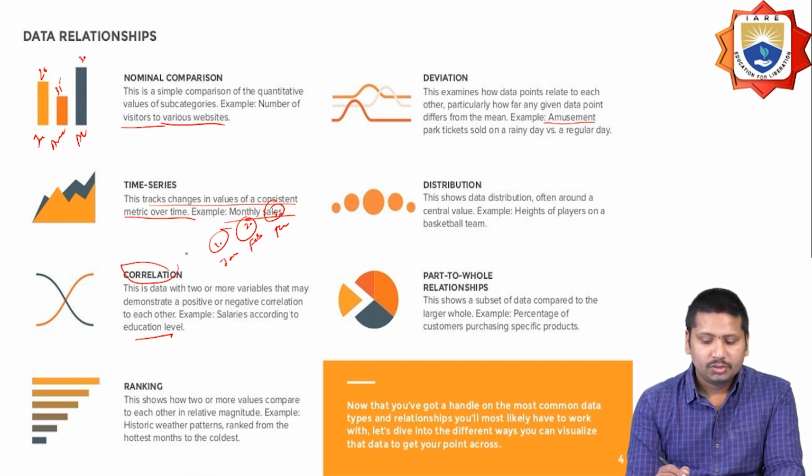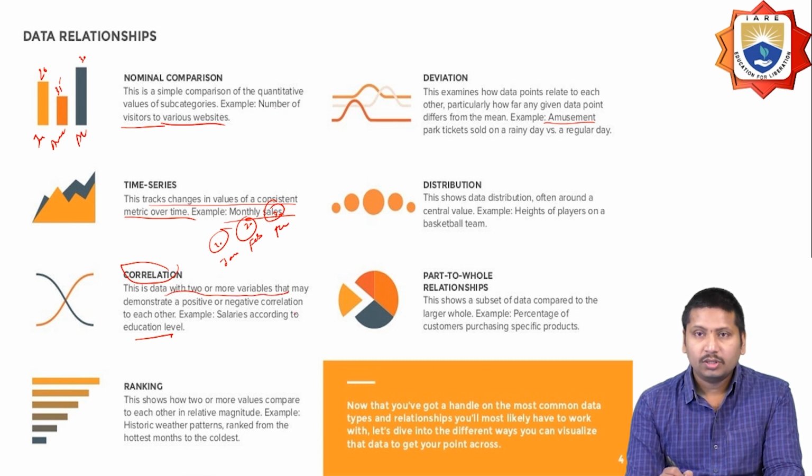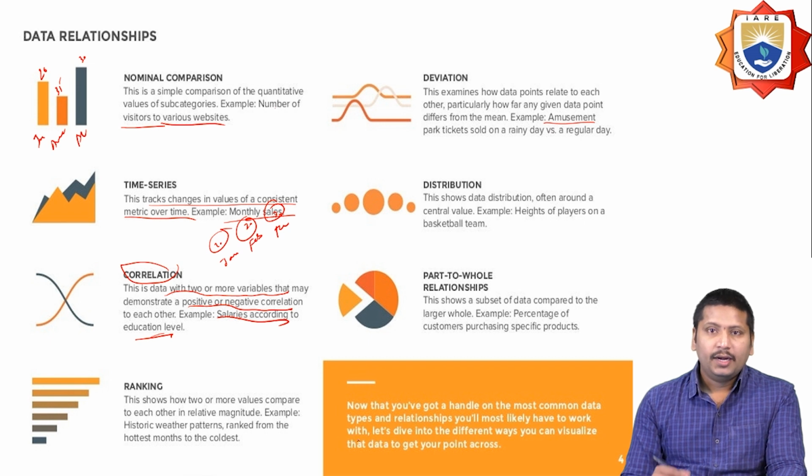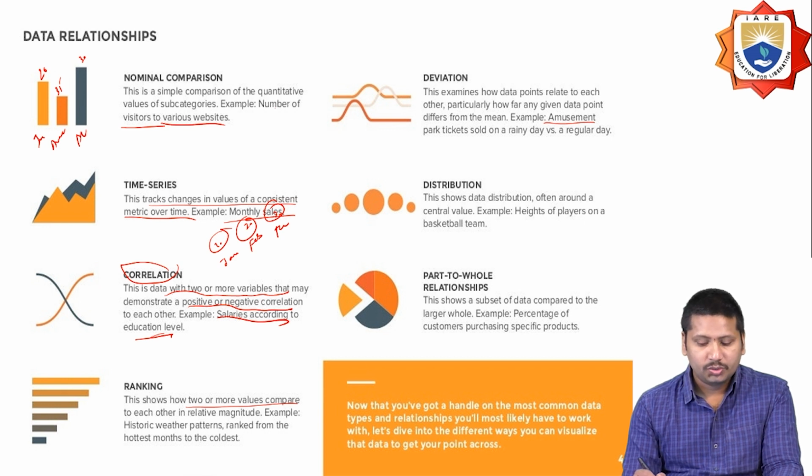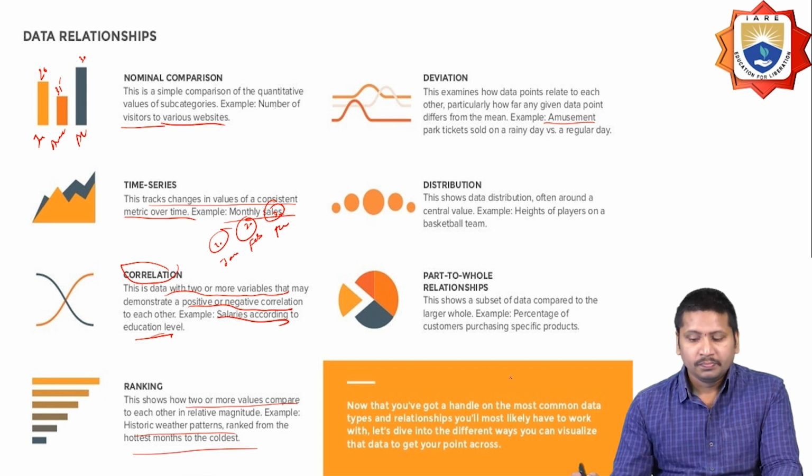And correlation, so correlation means if I take two or more values, that should be able to demonstrate a positive, negative or no relation with each other. That means the salaries according to the education level. And ranking, this shows two or more values that should be compared to each other in relative magnitude, like historic weather patterns ranked from hottest to the coldest.